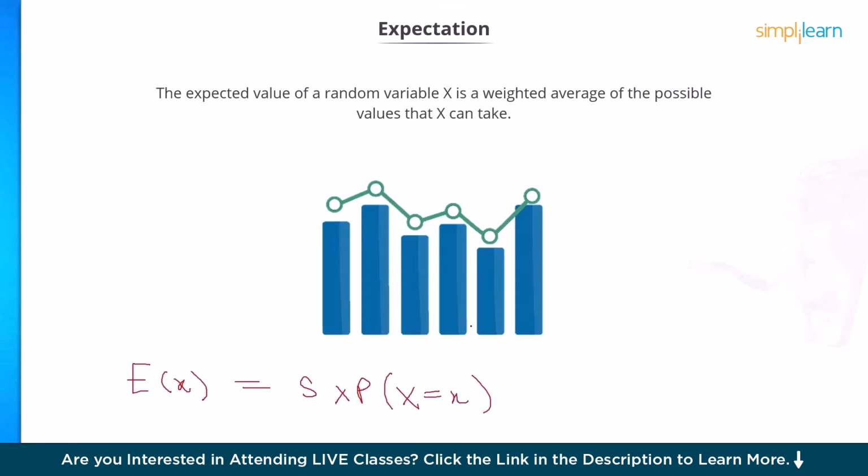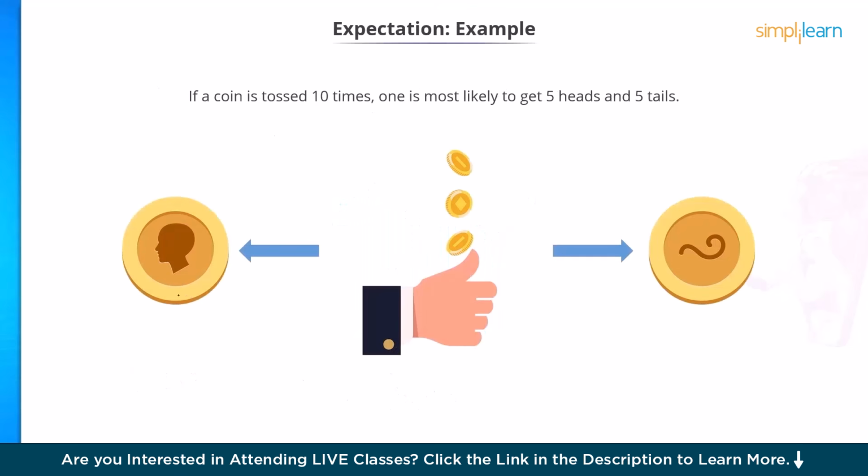So in more concrete terms, the expectation is what we would expect the outcome of an experiment to be on average. We can take an example of a coin. If a coin is tossed 10 times, then one is most likely to get 5 heads and 5 tails.